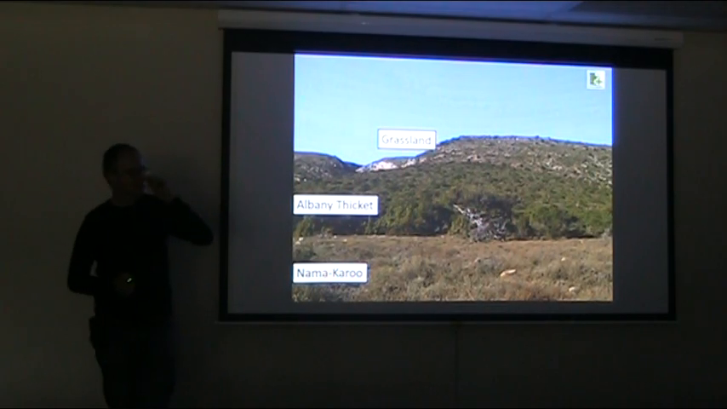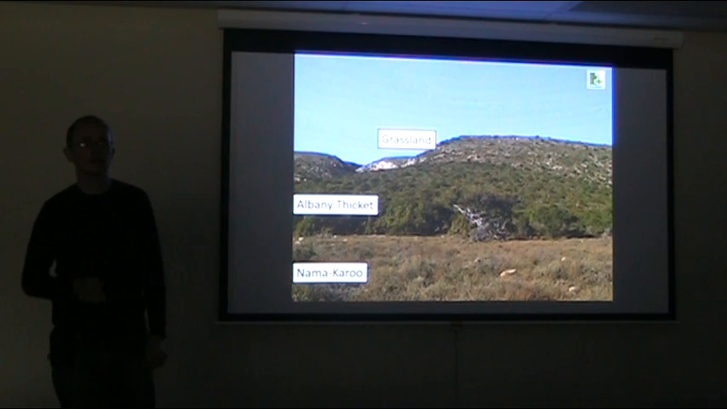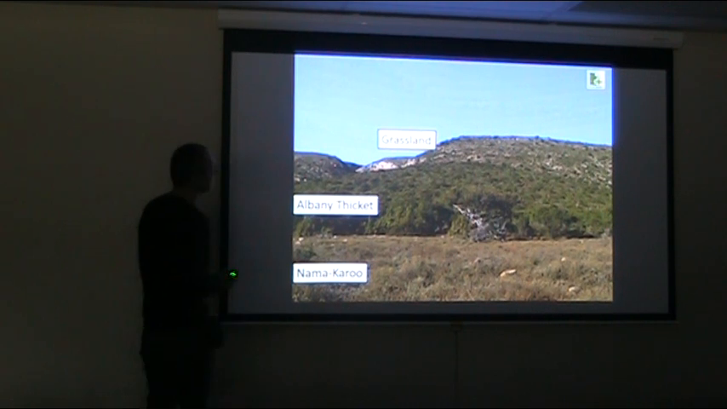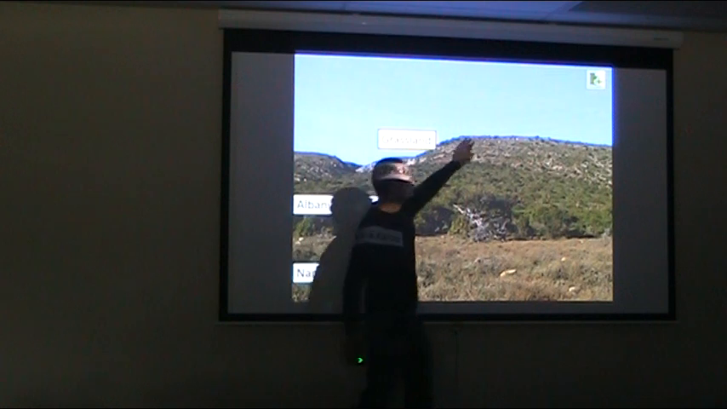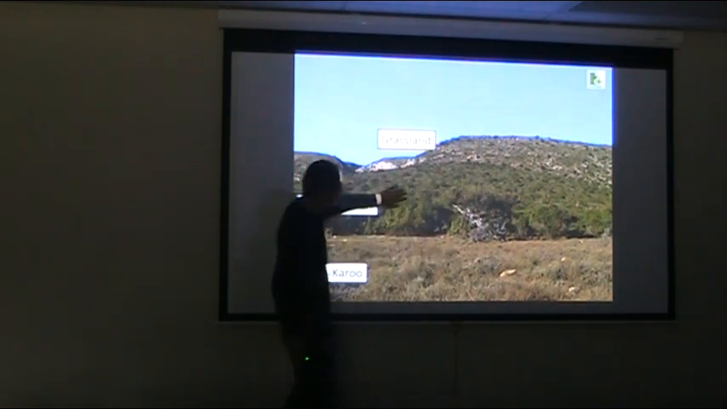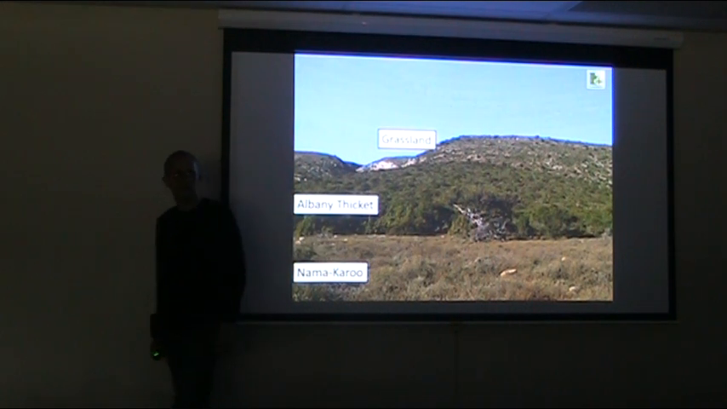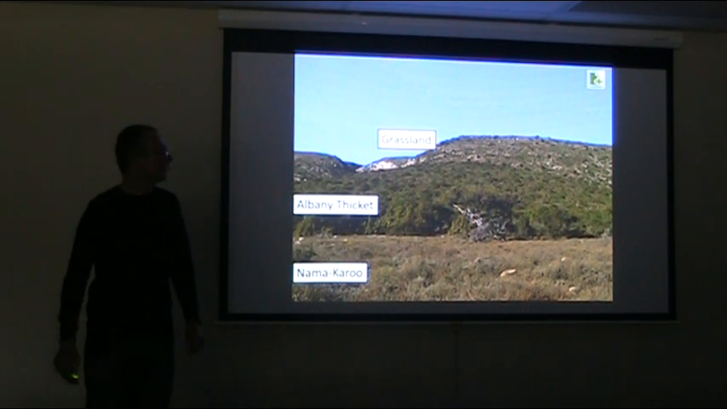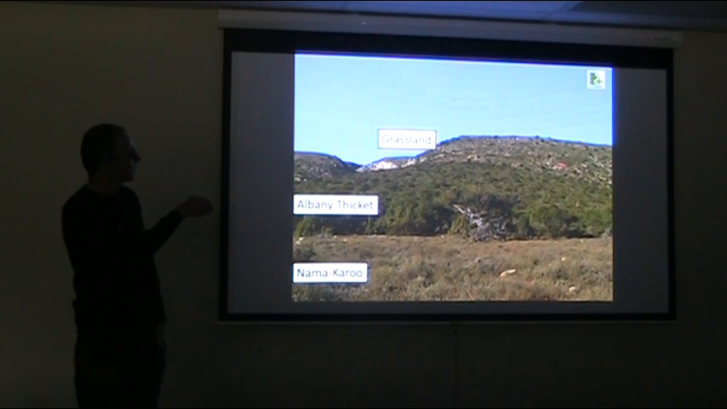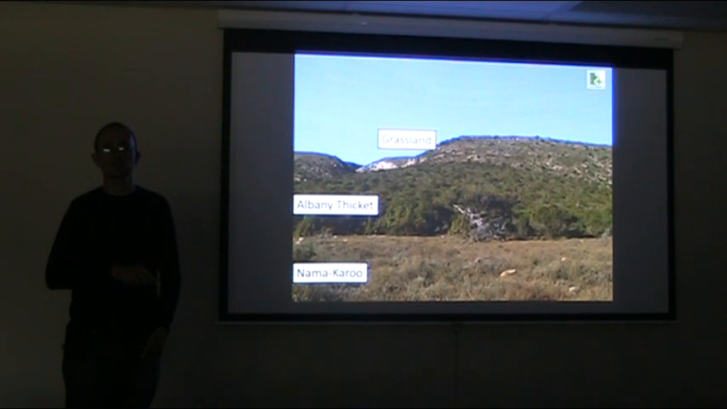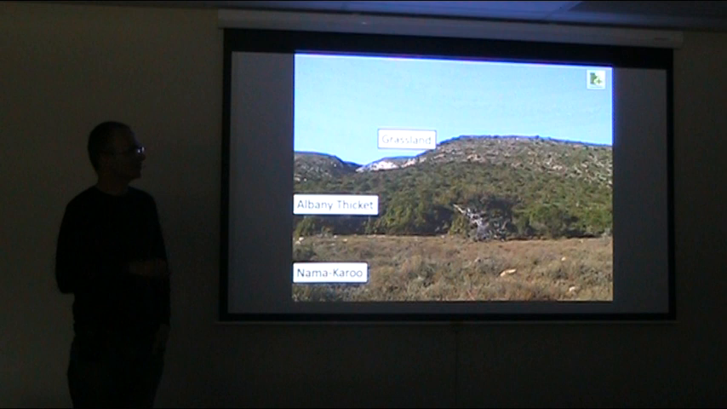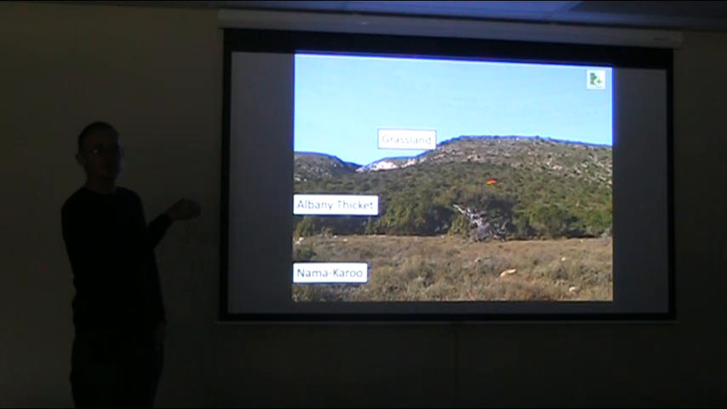Okay, so factors that affect growth in the location. We've got grassland up here, thicket down here, and Nama Karoo at the base. And this was actually that boundary I was talking to you about earlier, that I said I walked across on numerous occasions and didn't realize that it was a geological boundary. This is shale down here, table mountain sandstone up there.